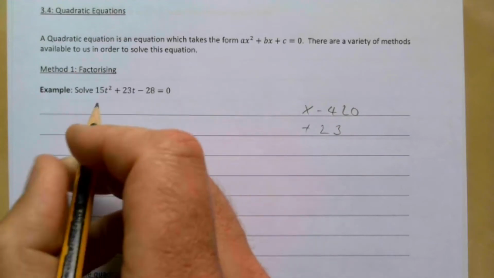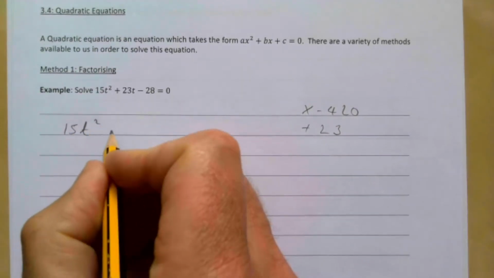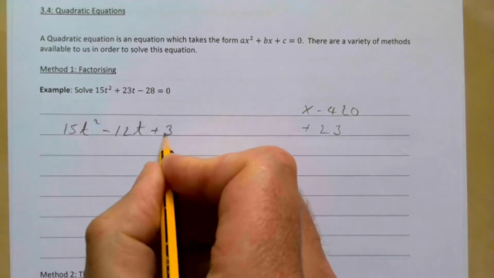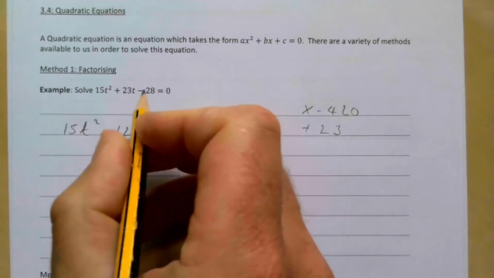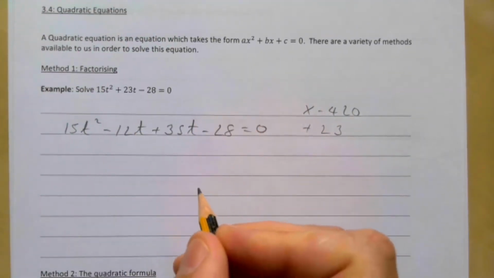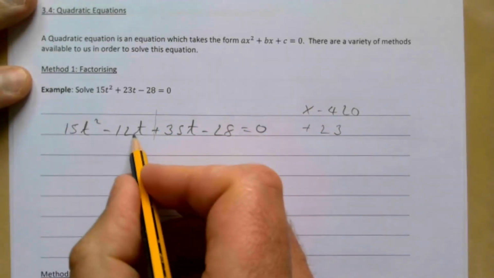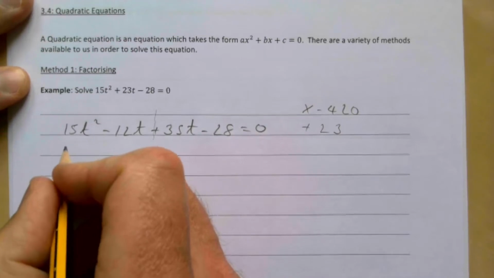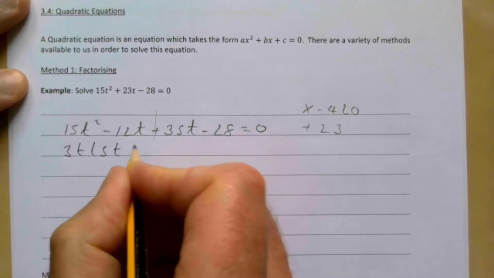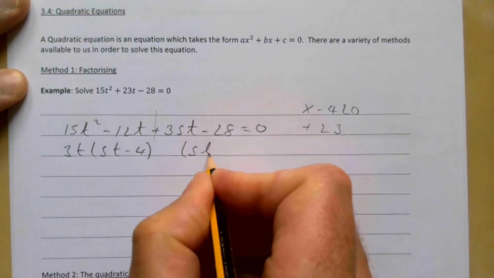So we're going to split our middle term into that. So it's going to go to 15t squared minus 12t plus 35t. Quite often it's a lot more straightforward than that. Minus 28 equals 0. I then normally do my wee line down here, and then we're going to factorize this bit. So what number can we take out? We can take out a 3, and then there's a common t, so that will give me 5t take away 4, and of course this bracket needs to be 5t take away 4 as well.